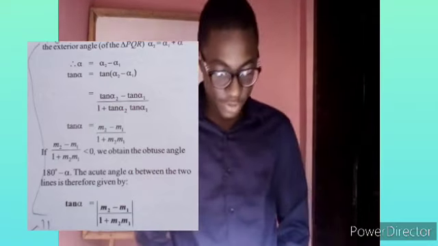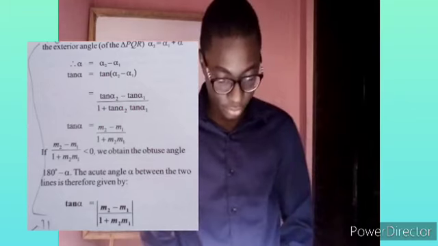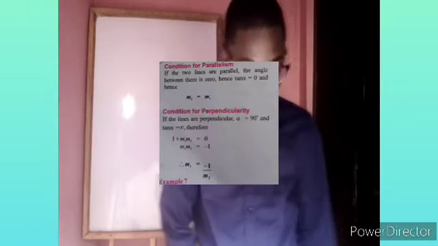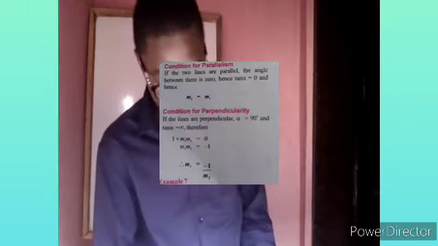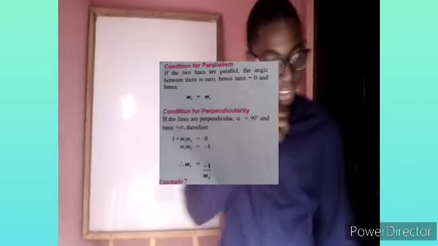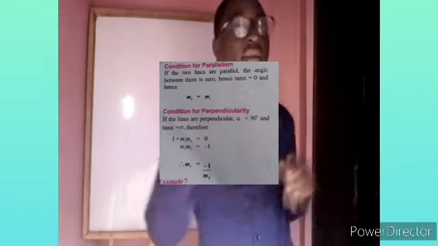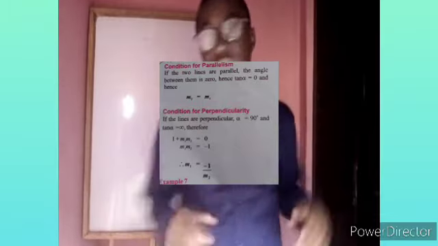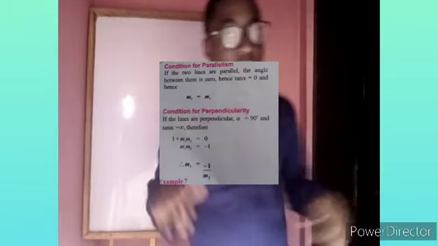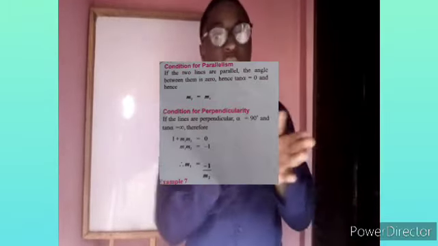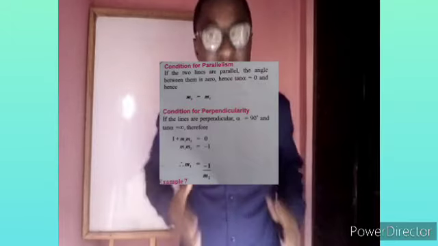So that being said, let's move on to another concept, which is conditions for parallelism and perpendicularity. So basically, for a line to be parallel to another line, their gradient has to be equal. Because you need their slopes to be the same. So that means if one is sloping like this, the other is sloping like this. So they must be going in the same direction, which means they must be parallel to each other.